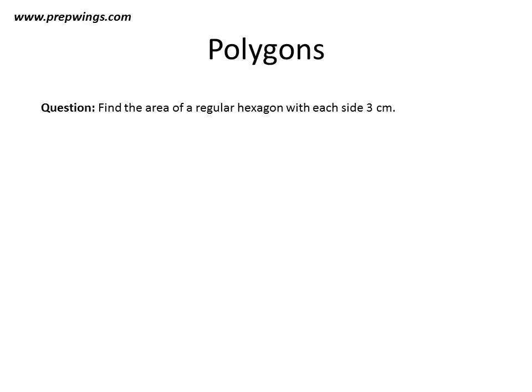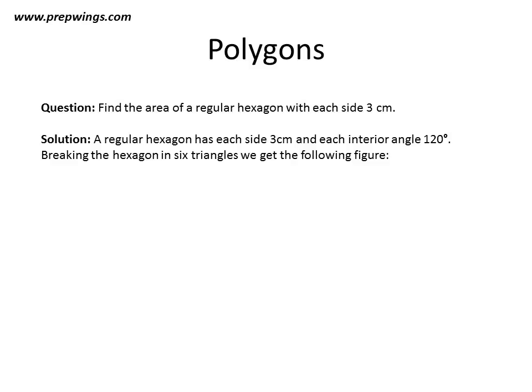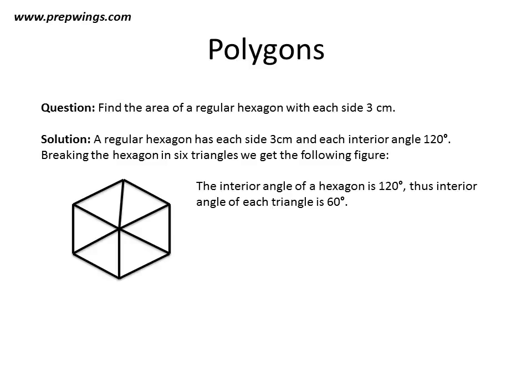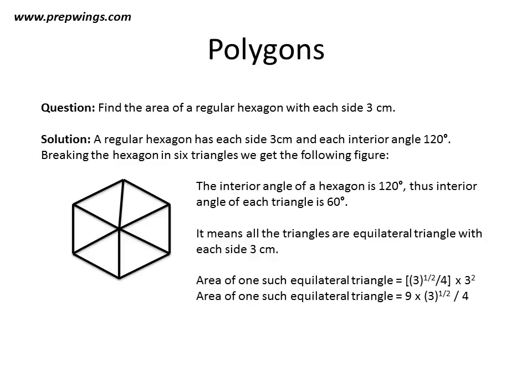Now, the question here asks to find the area of a regular hexagon with side 3 cm. Now, a regular hexagon has an interior angle of 120 degrees. What we can do is we can break this regular hexagon into 6 equilateral triangles. And the hexagon is of side 3 cm. So the equilateral triangle has each side measuring 3 cm. So the area of an equilateral triangle is given by the formula root 3 by 4 into side squared. Applying that formula for one equilateral triangle with side equal to 3, we get the area of an equilateral triangle to be 9 into root 3 by 4.